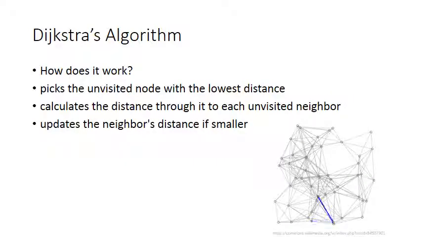How does it work? First, pick the unvisited node with the shortest distance from where we are. Calculate the distance through that node to each unvisited neighbor, and update the neighbor's distance if smaller, and then repeat.